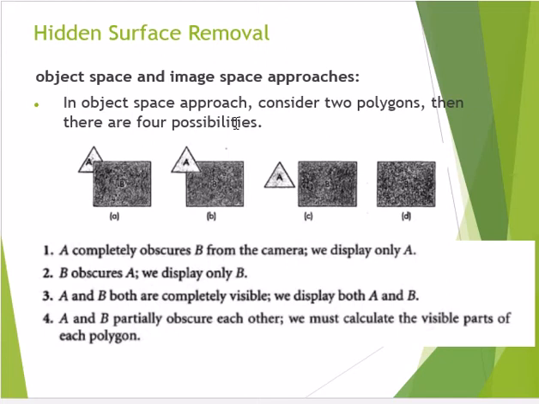Here, if we take up two polygons in a scene, then there could be four possibilities. A completely obscures B from the camera, and hence we display only A. B obscures A, where we display only B. A and B are both completely visible, so we can display both. A and B partially obscure each other, so we must calculate the visible parts of each polygon.